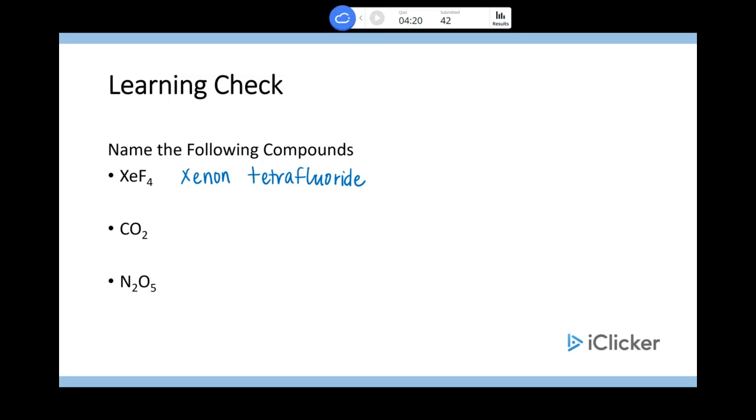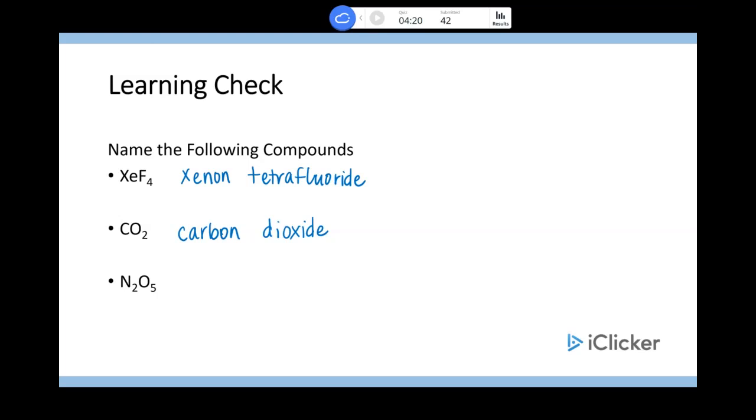So xenon tetrafluoride. CO2, we all recognize that molecule. I think everyone got that one right. We have 1 carbon atom, so carbon. We have 2 oxygen atoms, so we use the prefix di, and then oxide. Ox for oxygen, and then ide because that's how we end the name.